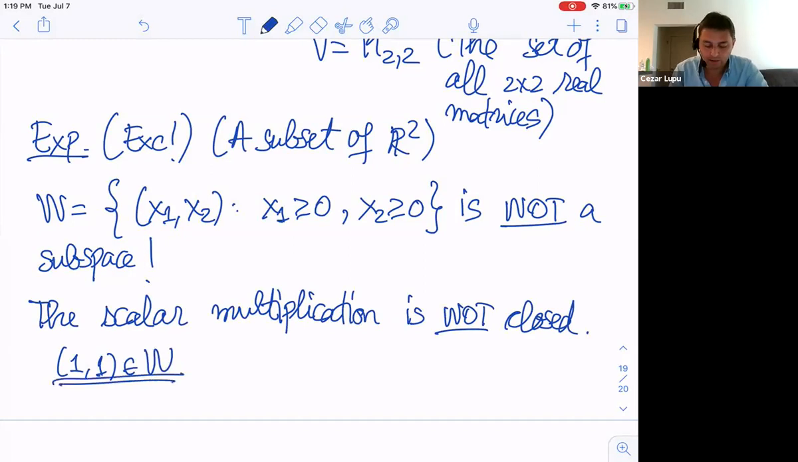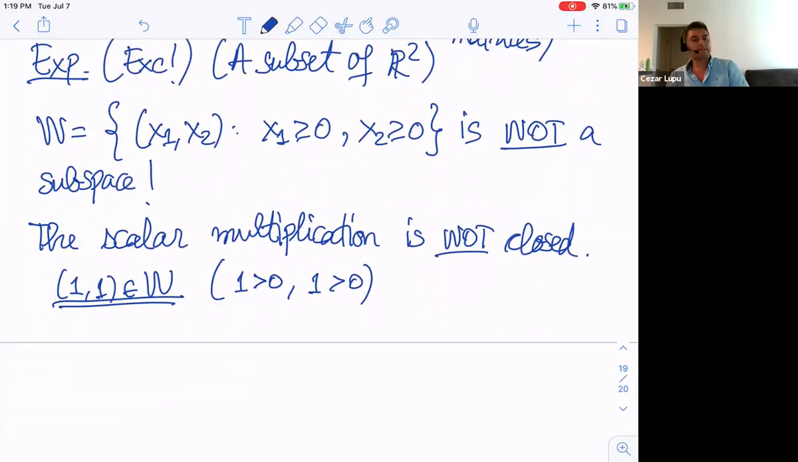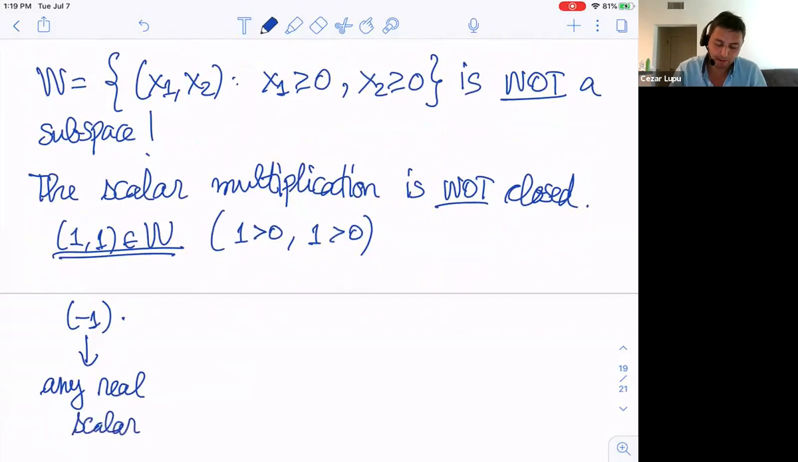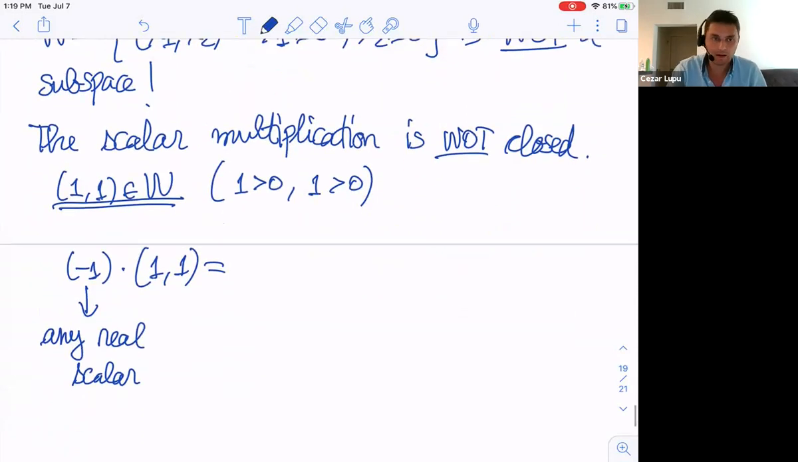Clearly, (1, 1) is in W because 1 is positive and 1 is positive, so I have no problem with this. And now I'm going to multiply by a scalar, let's say -1, so this is any real scalar, times this vector (1, 1). You know how to multiply a scalar by a vector: you multiply each component. So this will be -1 and -1.